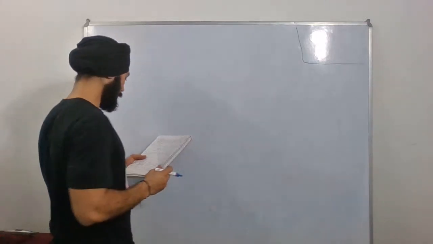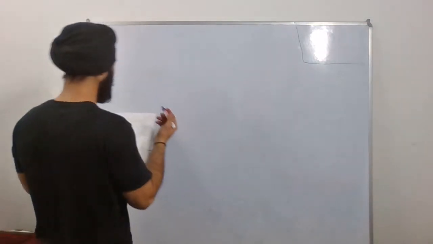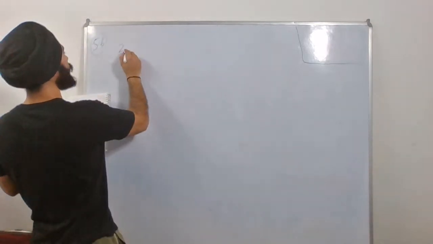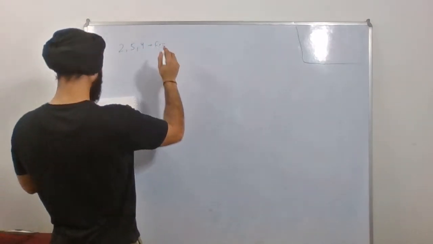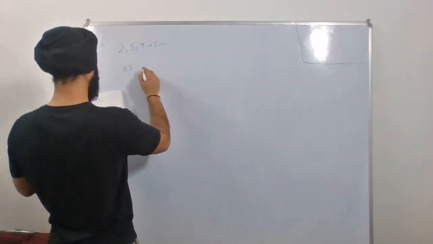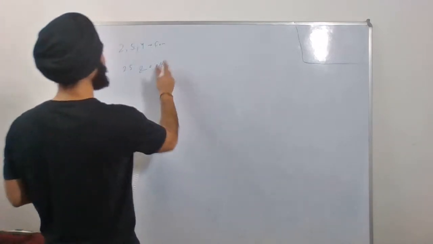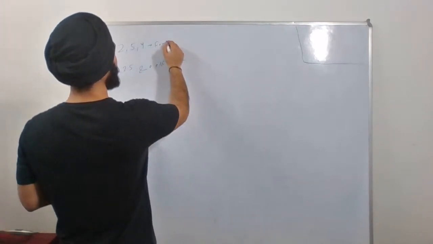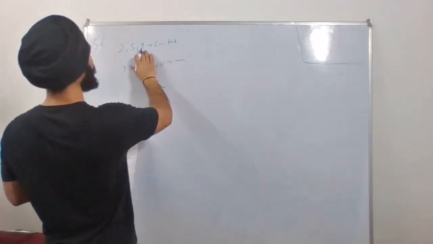Question number 56. Find the ratio of the fourth proportion of 2, 5, 4, these three numbers, and the mean proportion between 2.5 and 0.016. We have to find the ratio of the fourth proportion to the mean proportion. First, let's find the fourth proportion.